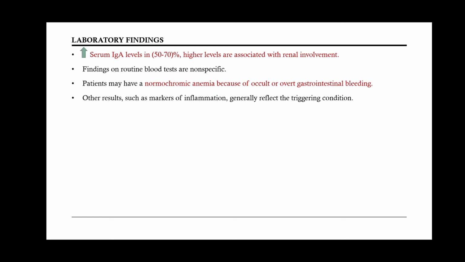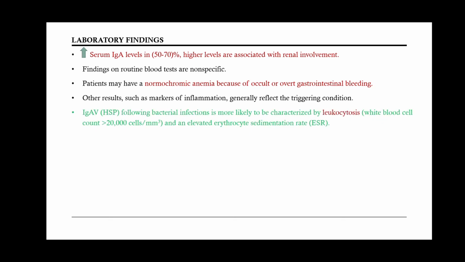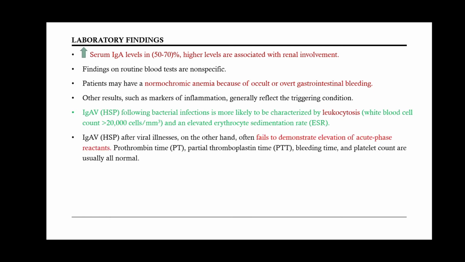Other results, such as markers of inflammation, generally reflect the triggering condition. IgA vasculitis (HSP) following bacterial infections is more likely to be characterized by leukocytosis and an elevated erythrocyte sedimentation rate (ESR). IgA vasculitis after viral illnesses, on the other hand, often fails to demonstrate elevation of acute phase reactants. Prothrombin time (PT), partial thromboplastin time (PTT), bleeding time, and platelet count are usually all normal.